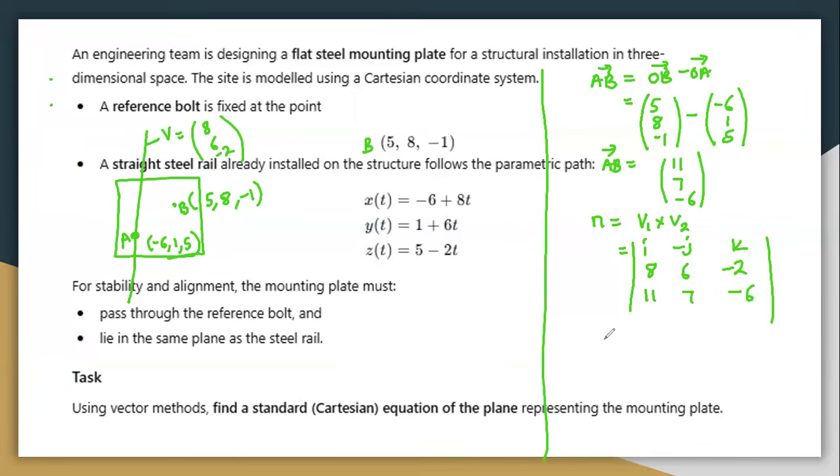Okay. So for the first vector component of I, we shall have 6, negative 2, and below we shall have 7, negative 6. The I on the side, then minus, above we shall have 8, negative 2, and below 11, negative 6. Plus, above for the K component, 8, 6, and below we shall have 11, 7.